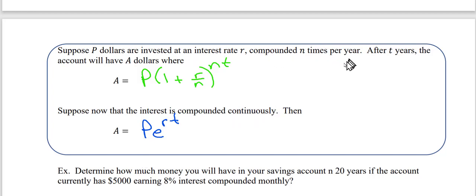Up here, when we talk about compounding N times per year, maybe your checking account gets interest added into it 1 time per month. In that case, the N would be 12.